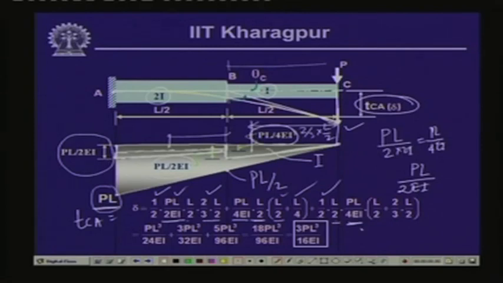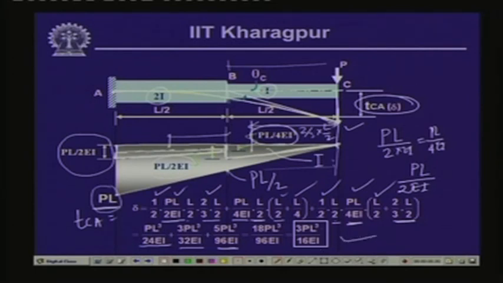So, half into L by 2 into PL by 4EI, and the CG distance from this particular end is 2/3 of L by 2 plus L by 2. This distance is L by 2. So, L by 2 plus 2/3 of L by 2. Now, if we add these 3 parts together, the first part gives PL cube by 24EI, the second one gives you PL cube by 32EI, and the third part gives you 5PL cube by 96EI, and if you sum them together, finally you get the value as 3PL cube by 16EI.